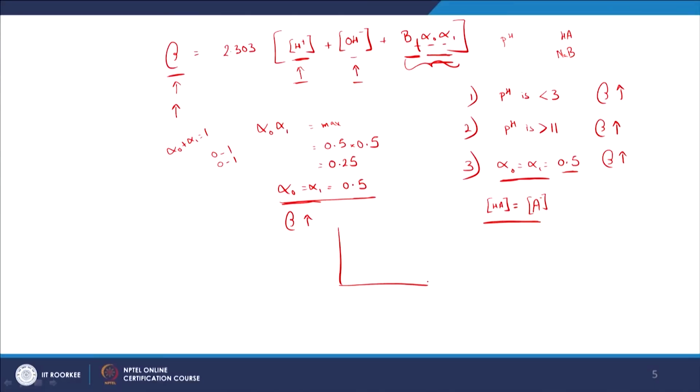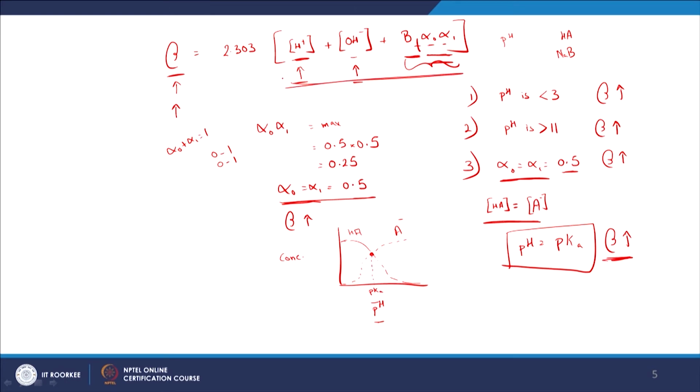We know from our speciation diagram, let us say, if this is pH and this is the concentration, this is the behavior of your HA, and this, let us say, is the behavior of your A minus. When are they equal? They are equal when the pH is equal to pKa. So what does this mean? When the pH is equal to pKa for that particular compound or the conjugate acid and base, the buffer intensity will be the maximum. So this is the take home message that we have from this particular equation here.